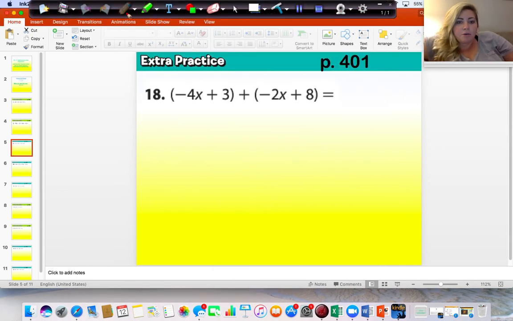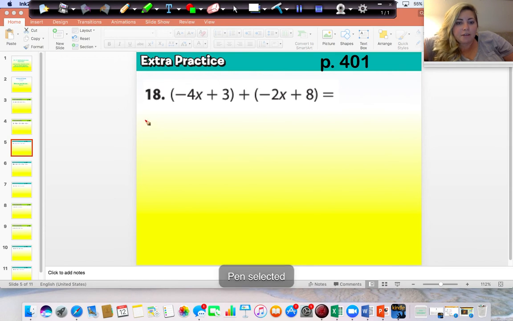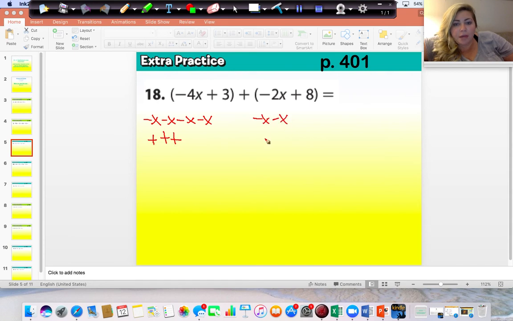All right, so here I've got 4 negative x's, so negative 4x, and 3 positives, and 2 negative x's over here, and 8 positives.